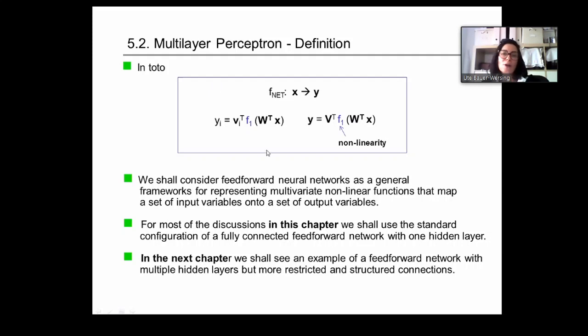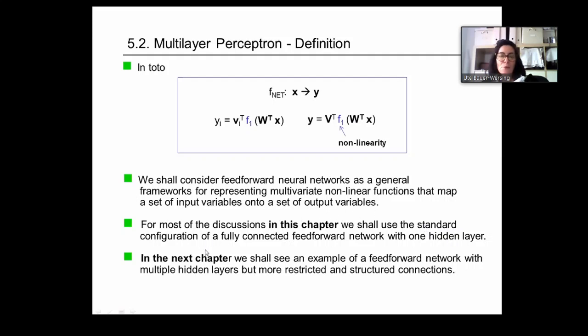So we want to consider this feed-forward neural network as a general framework for representing any kind of multivariable nonlinear function that maps a set of input variables in k-dimensional space onto a set of output variables in i-dimensional space. For most of the discussion in this chapter, we are using this standard configuration of a so-called fully connected feed-forward network with one hidden layer.